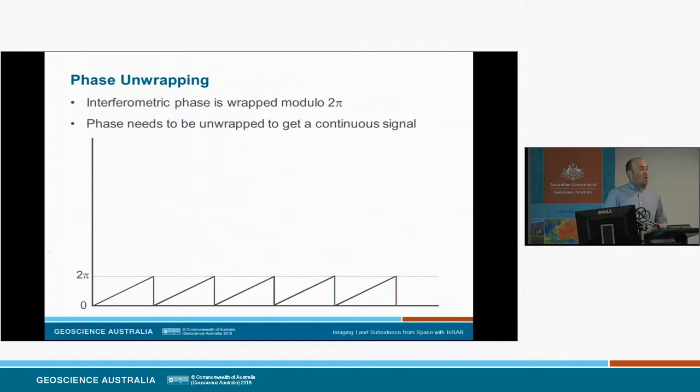So if we take a profile through that interferogram, the signal would look something like this. The signal is wrapped in a sawtooth pattern between the values of 0 and 2 pi, so 1 full wavelength. But what we're actually interested in is the continuous pattern of deformation in the image. So what we must do is count up the number of these cycles and do that spatially to end up with the continuous signal. And that's the process that we call unwrapping the interferogram.